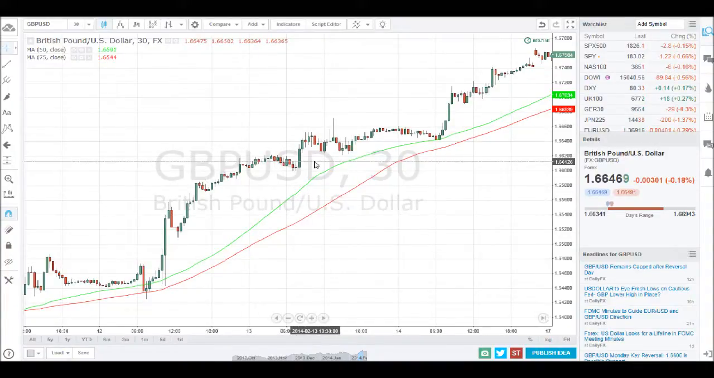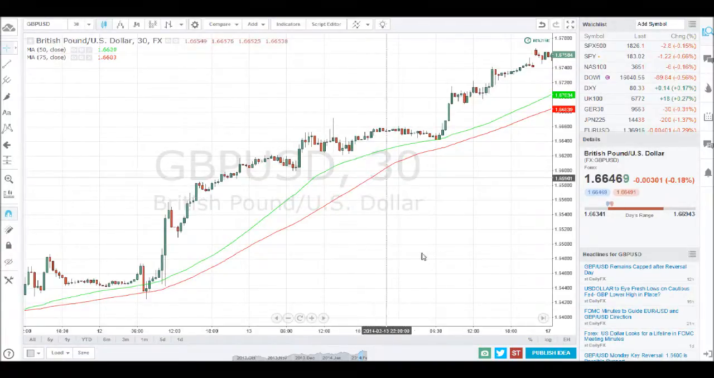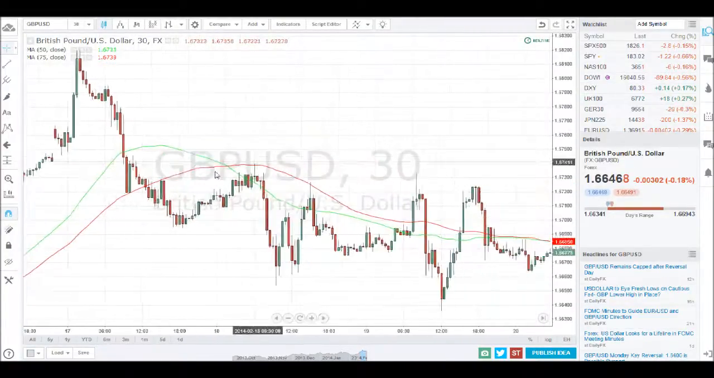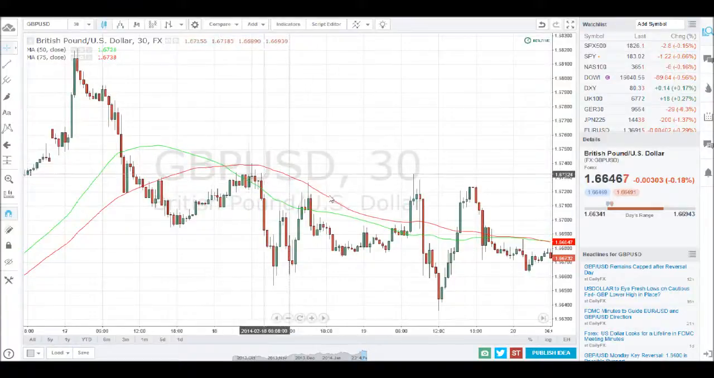When the faster or green moving average is above the red moving average, we are looking to place calls. When the red moving average is above the green, so when these moving averages cross like so, and the red is above the green, we're looking to place puts.